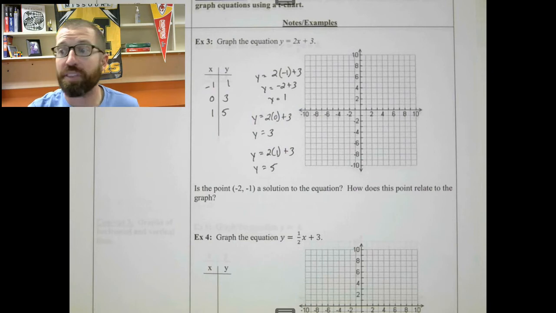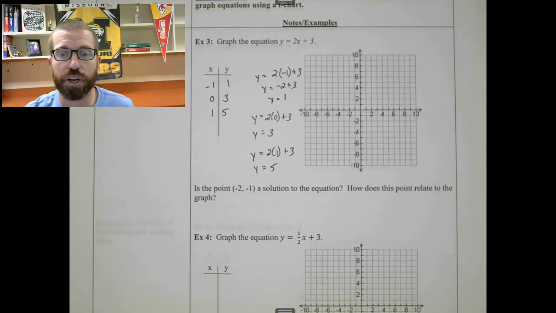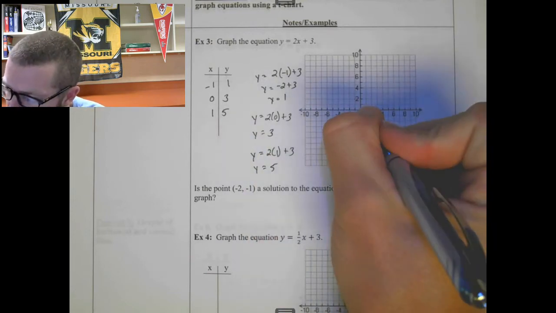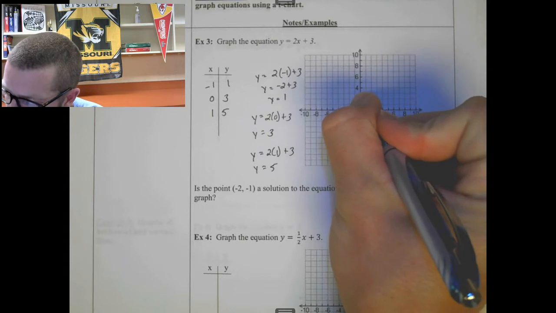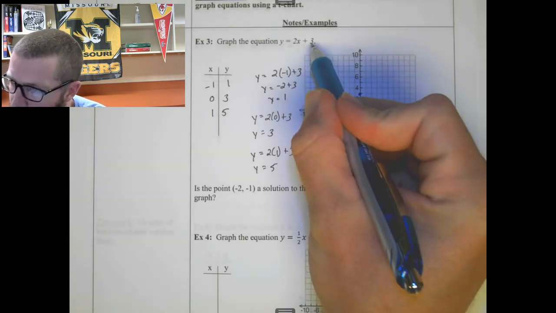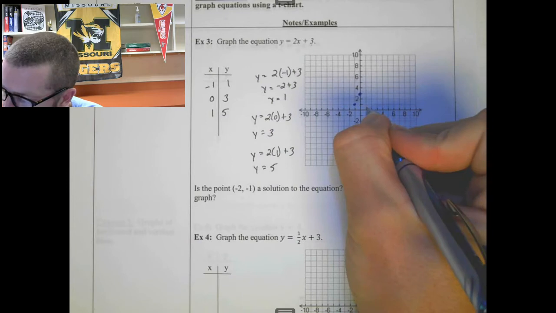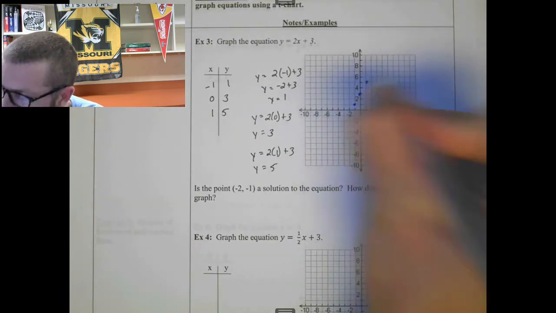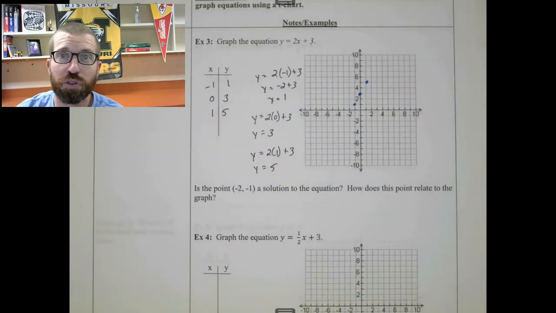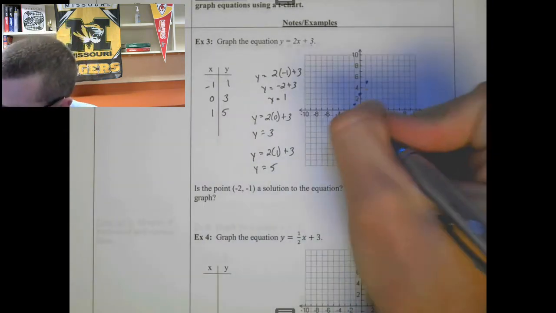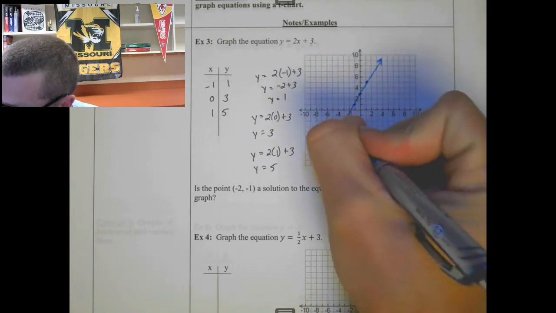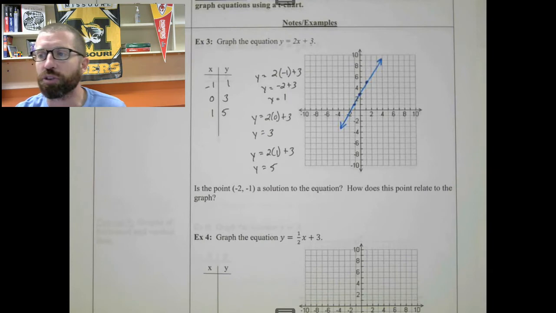Okay, and then when you plot these, you've got to be careful that you are not making mistakes with your points. So -1, 1 is here. 0, 1, 2, 3 is here. Notice that that's also right there. And then 1, 5 is here. So we have 3 points. Really, you only need 2 points for a line, but we're going to ask you to do 3. And then connect them with the straight edge. I don't have a straight edge here. I'm just going to do the best I can. And that makes your line.